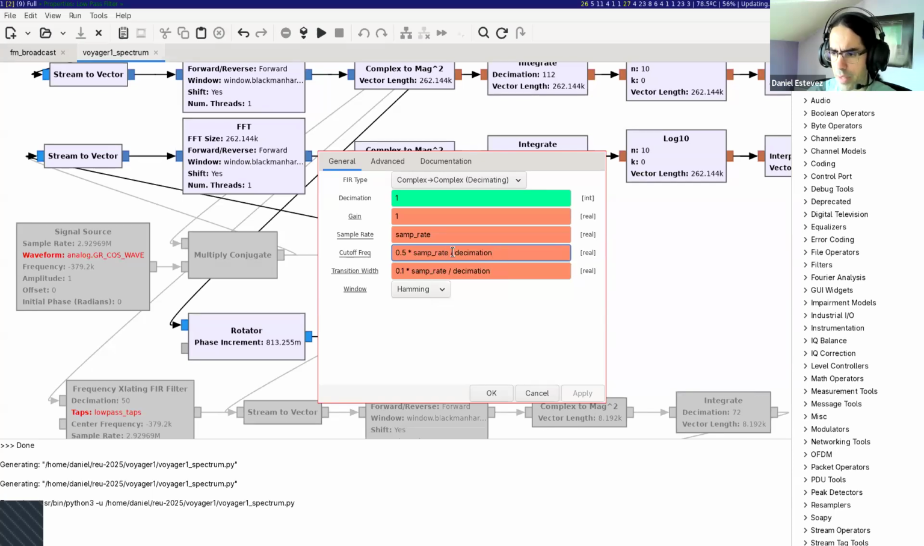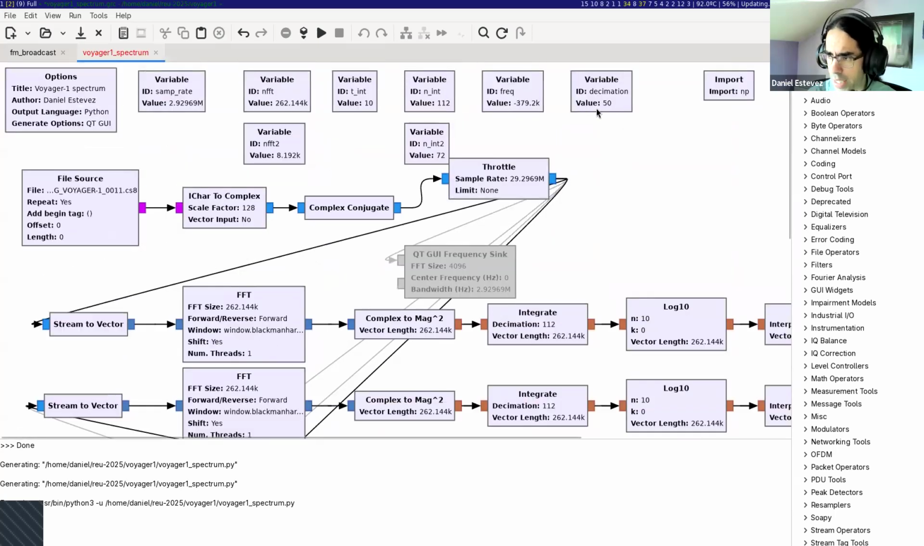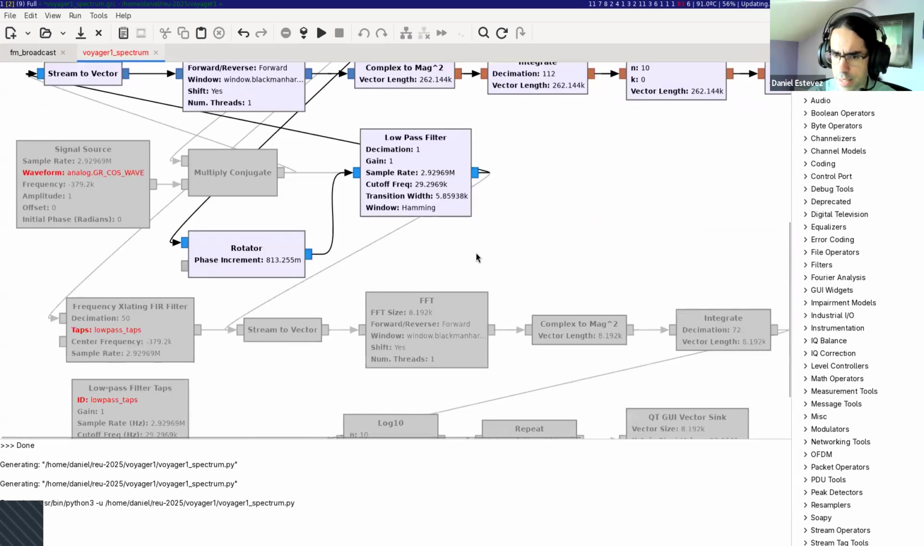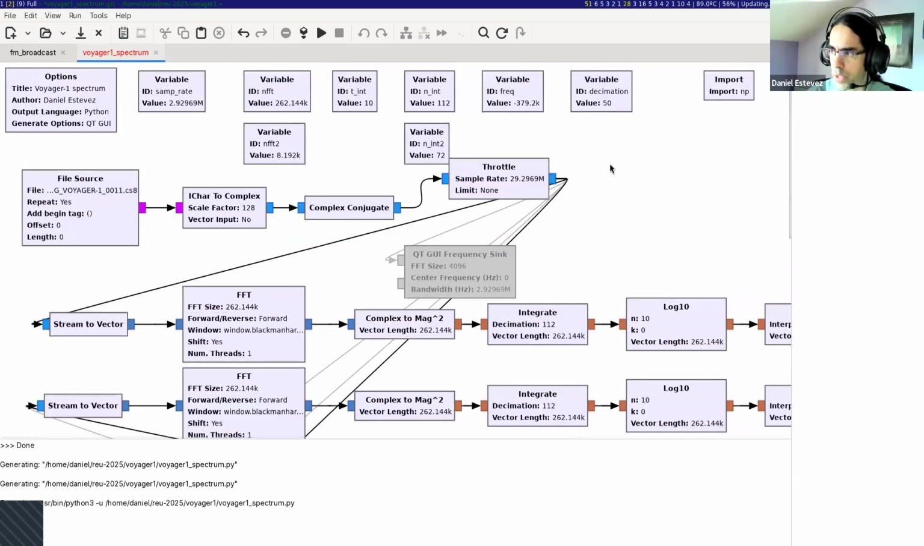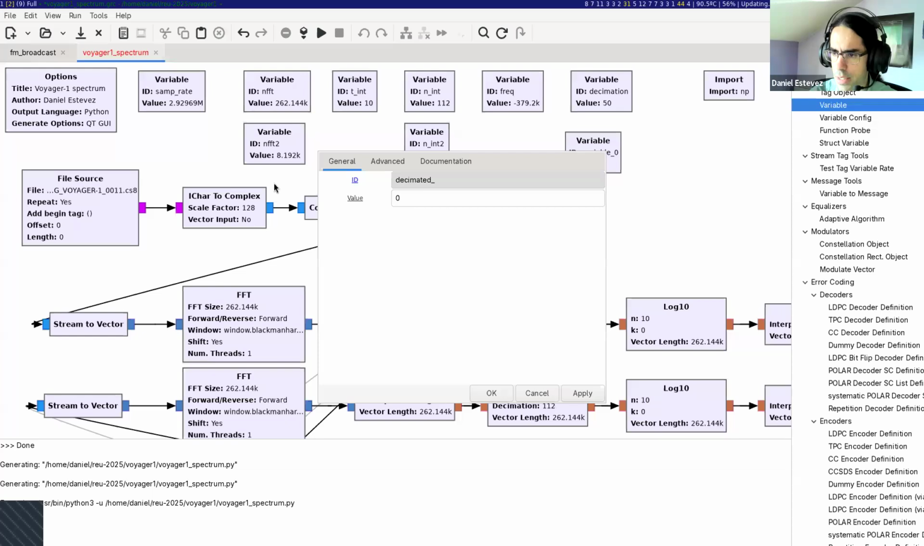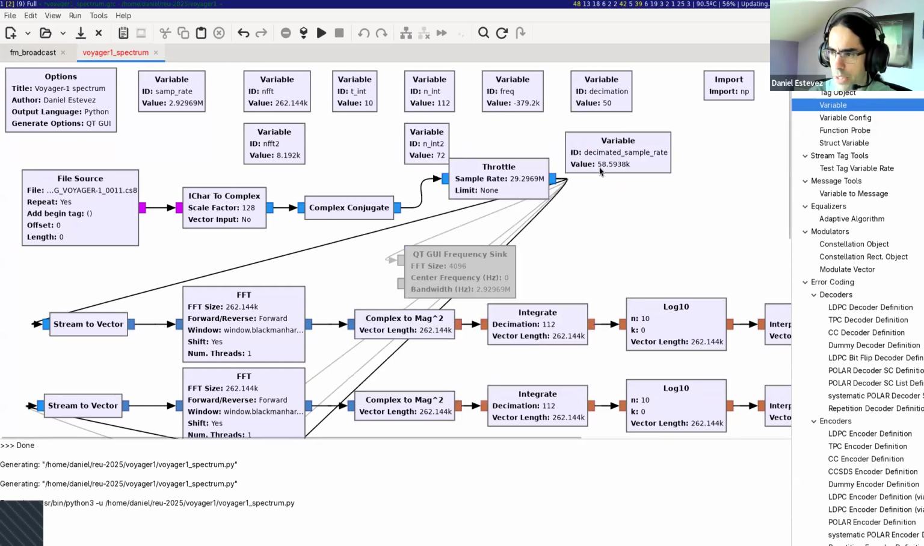The decimation is by how much we are going to reduce the sample rate. So let me look at what I have, 50. We are going to reduce the sample rate by 50. So basically divide this almost 3 megahertz by 50. And that gives us, let me see where I can put another variable to do the calculation. Decimated sample rate is equal to sample rate divided by decimation. So this is about 58 kilohertz, which is enough to contain the Voyager 1 signal. This is how I chose 50.